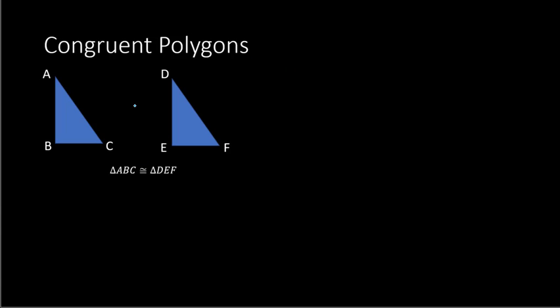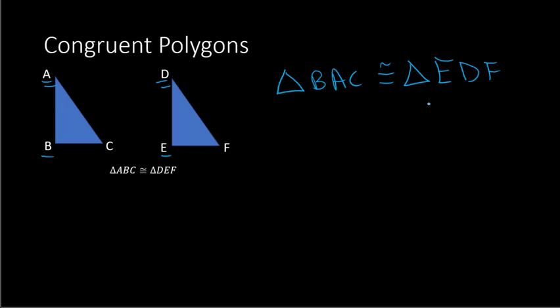So if we were to write the first triangle a little bit differently, let's say we had triangle BAC, and we wanted to say that's congruent to the other triangle. Well, B came first, so E must come first when naming this other triangle. A comes second, so D must come second. And then C came third, so then F must come third as well. All right, so that is another way we can express the same statement, that these two triangles are congruent.